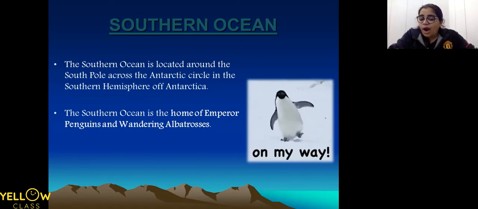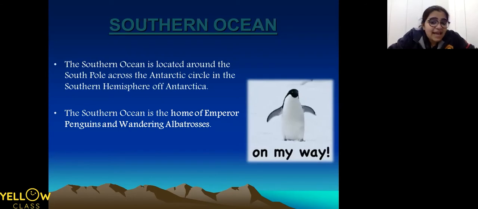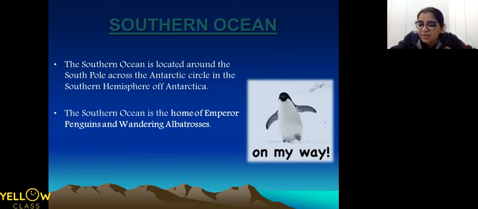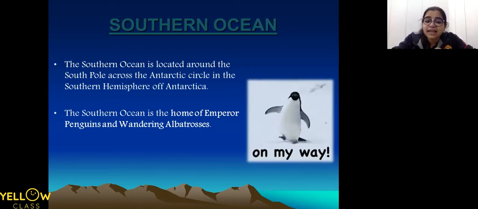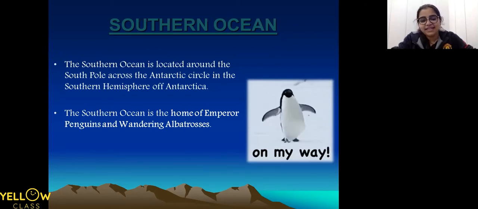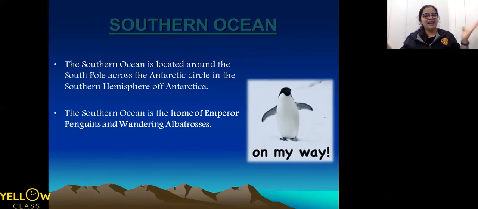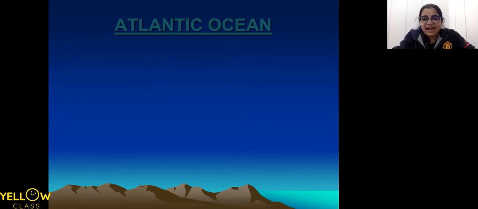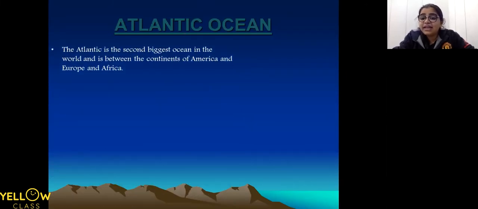And why is my little penguin dancing? Because the Southern Ocean is the home of emperor penguins and wandering albatross. Albatrosses and penguins, the Southern Ocean is home to these awesome creatures, and that's why, ta-da! We can see this little penguin dancing. Right, kids? Very, very good. All right, on to the next one, and we have the Atlantic Ocean.